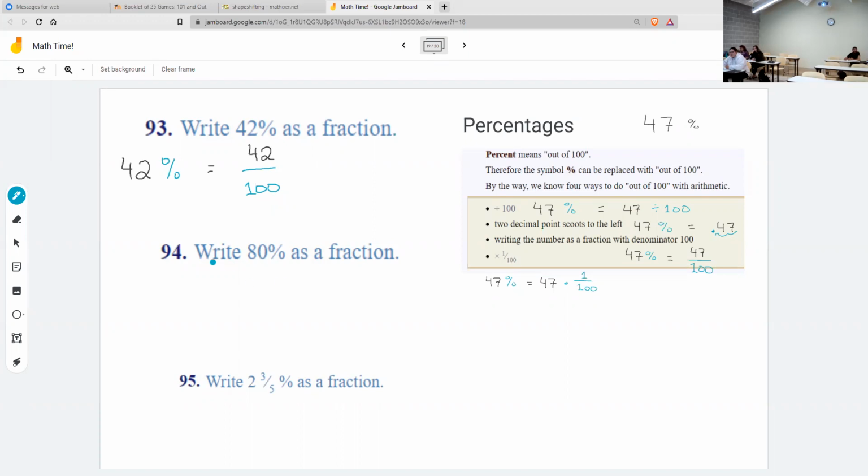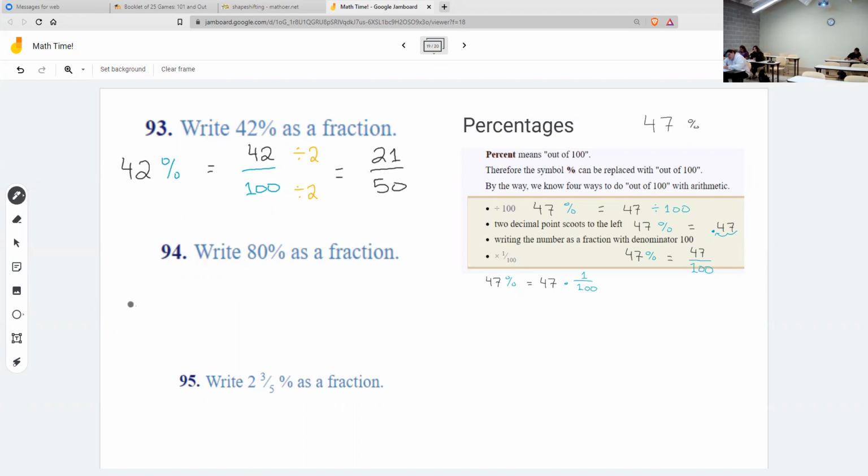So how do I reduce this one so I'm actually all the way done? Divide top and bottom by 2. If this doesn't make sense to you because we haven't talked about fractions, don't worry, just let it go in one ear and out the other. But now we're done with that one.